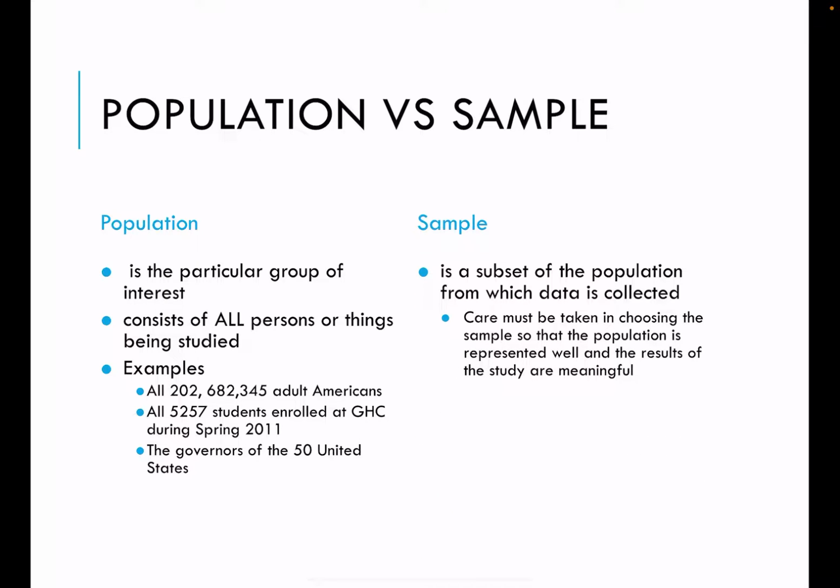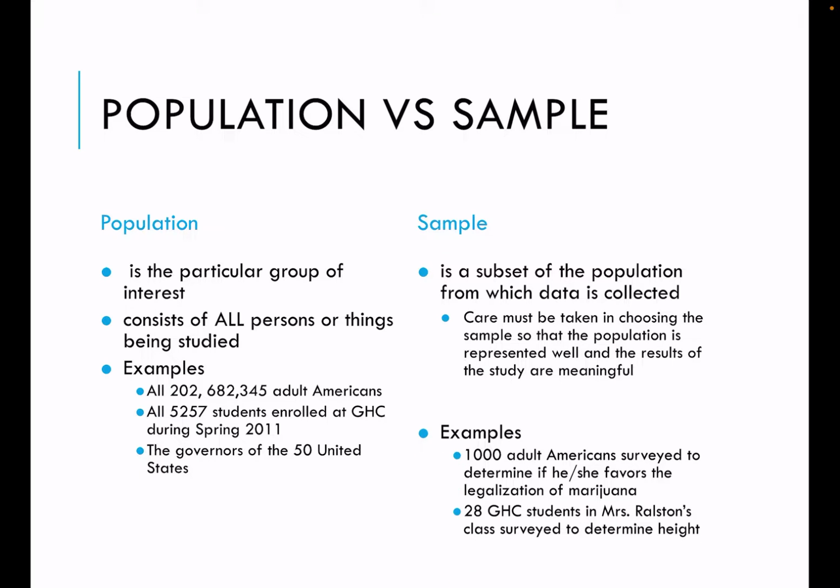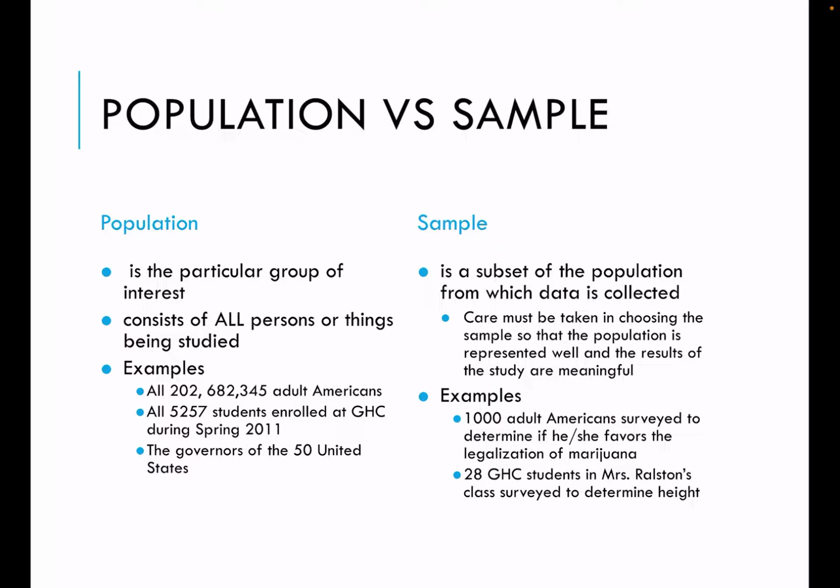On the other hand, a sample is a subset of the population from which data is collected. Care must be taken in choosing the sample so that the population is represented well and the results of the study are meaningful. For example, 1,000 adult Americans surveyed to determine if he or she favors the legalization of marijuana. That is a sample. 28 BHCC students in Mrs. Ralston's class surveyed to determine the height. That is a sample.